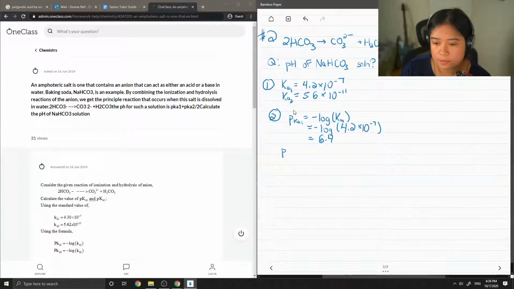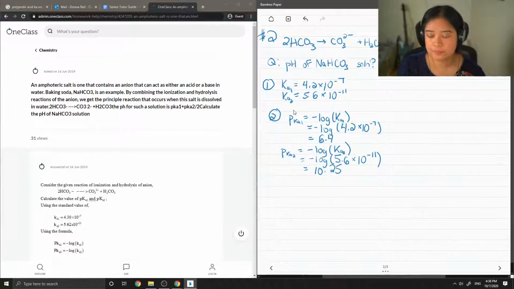And we can do the same thing for our pKa2 value. It is equal to negative log Ka. So then we just input our value for Ka2, which is 5.6 times 10 to the negative 11. We get a value that's around 10.25. Then finally, the question asks, what is the pH of this sodium bicarbonate solution?